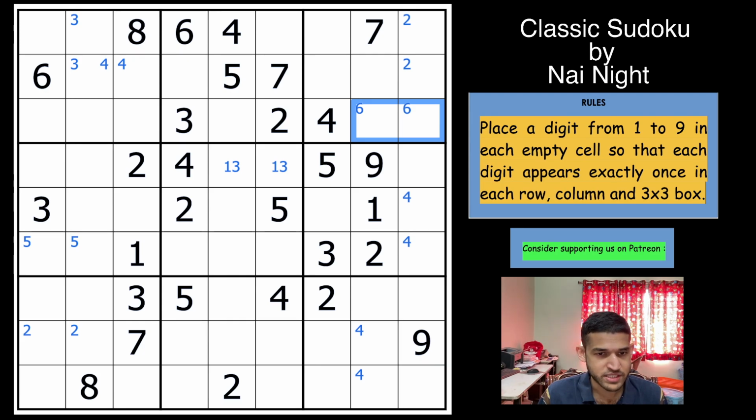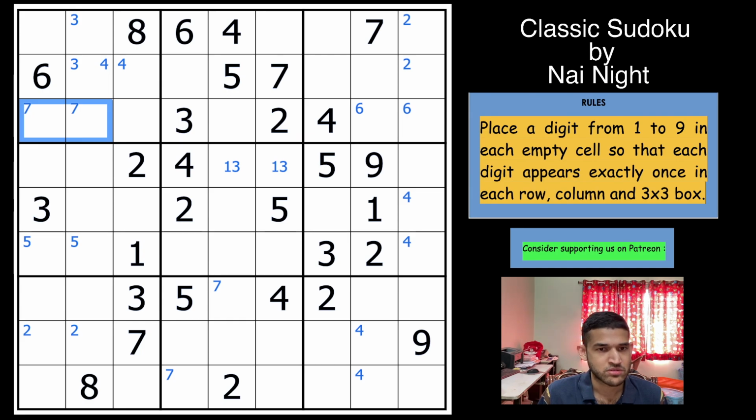Let's go to 7. 7 is not in row 8. 7 is not in column 4, 5, 6. So 7 goes here. Okay, 7 in row 1, row 2. So 7 goes here.